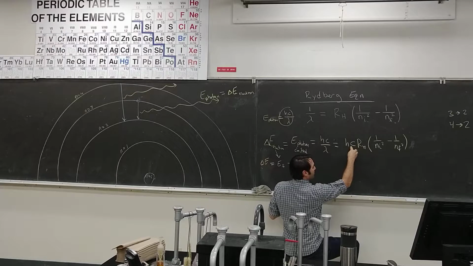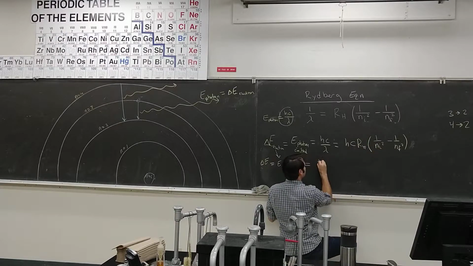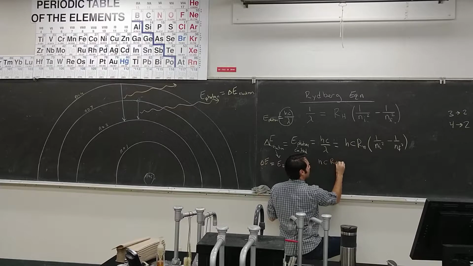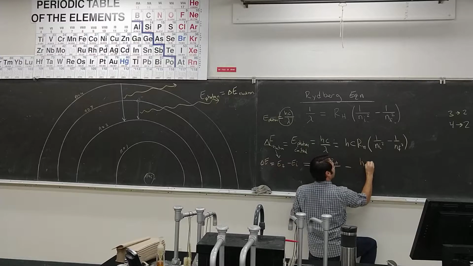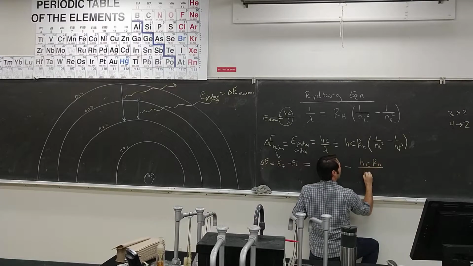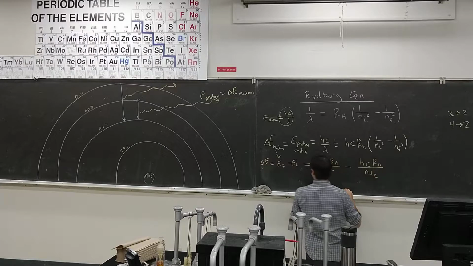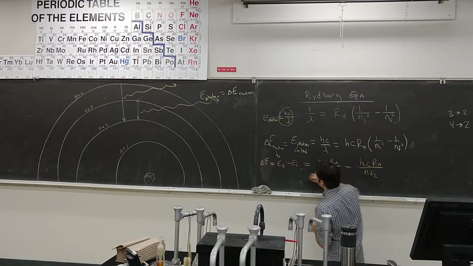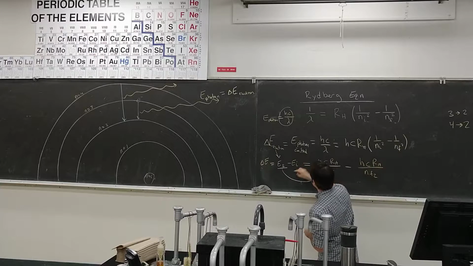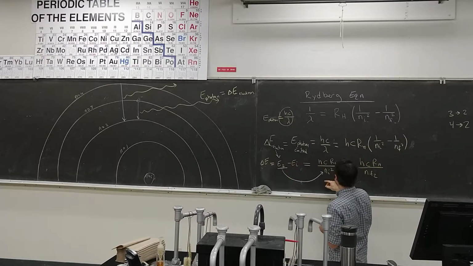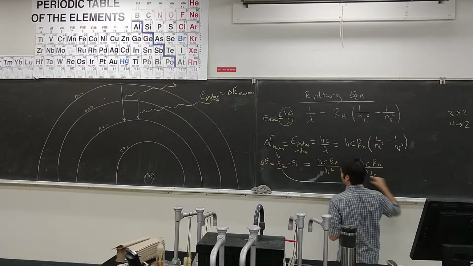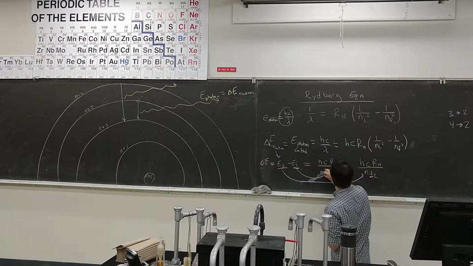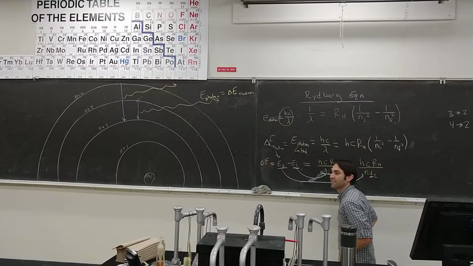So if we multiply hc over R_H times that, h times c times the Rydberg constant over n_i squared minus h times c times the Rydberg constant over n_f squared, you can see how the terms line up. And it's pretty neat. That the final energy is actually this term here, just like the final shell. And the initial energy is this term here, like that shell there.